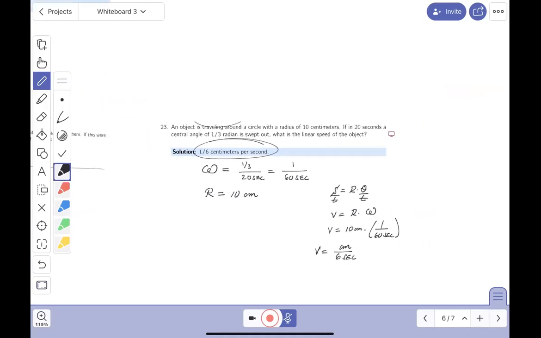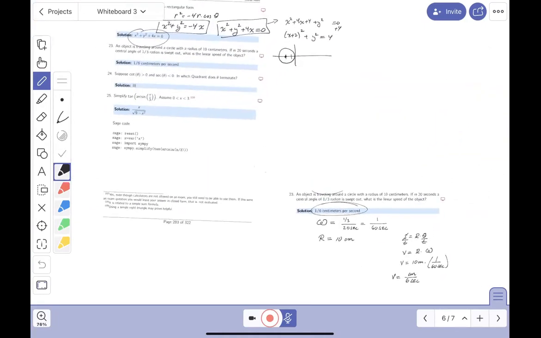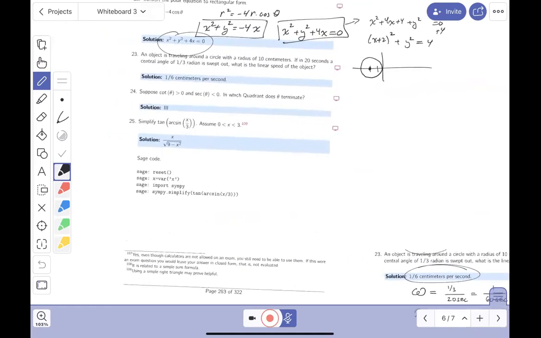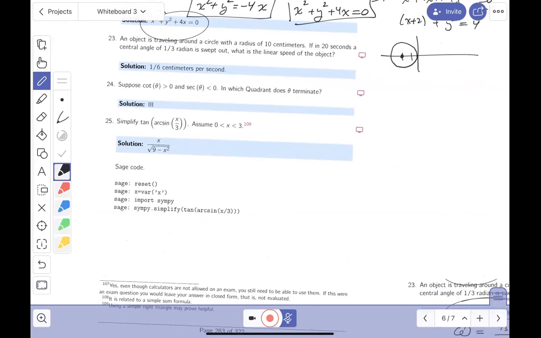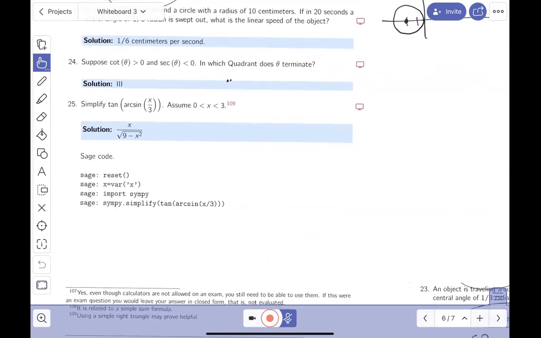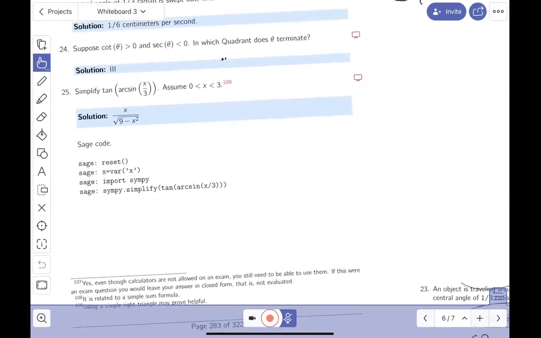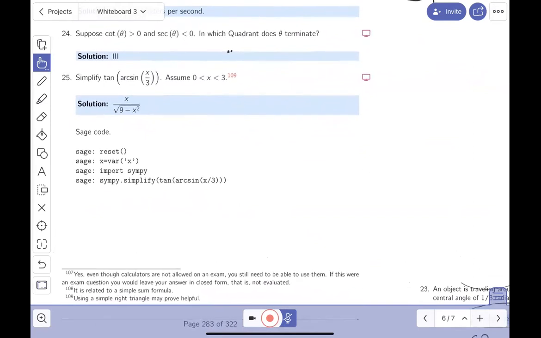All right, let's go back to problem number 24. And let's take a look. This one I could probably read. Whoops, let me just straighten it out a little bit. Get my eraser out too.